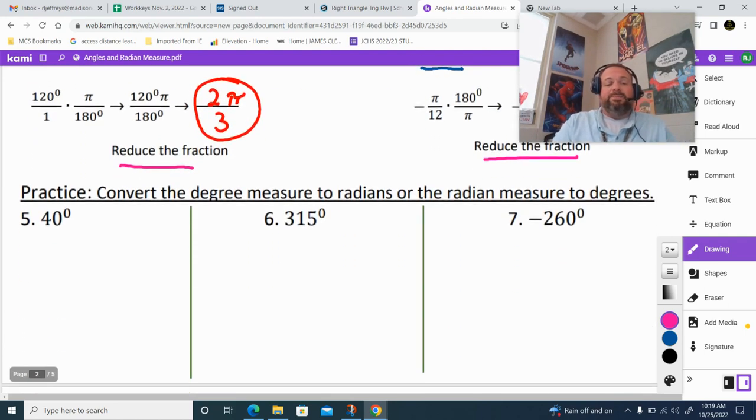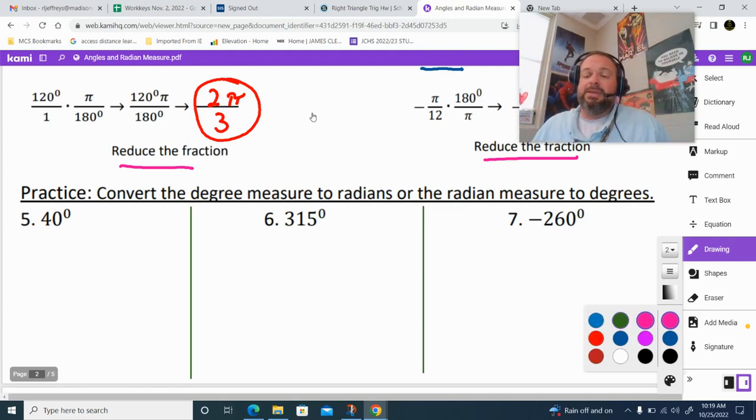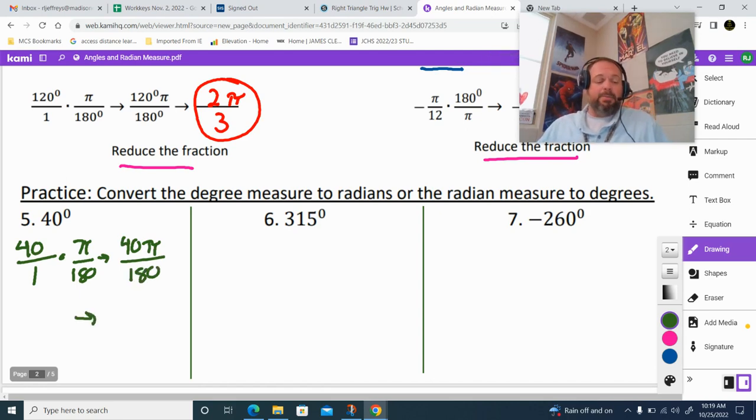All right, so for these three, we're converting from degrees to radians. So that means I'm going to take 40 over 1 times pi over 180. Some people will figure out there's a shortcut. All right, I get that. Now I'm going to reduce. When I do that, I want to get 2 pi over 9.